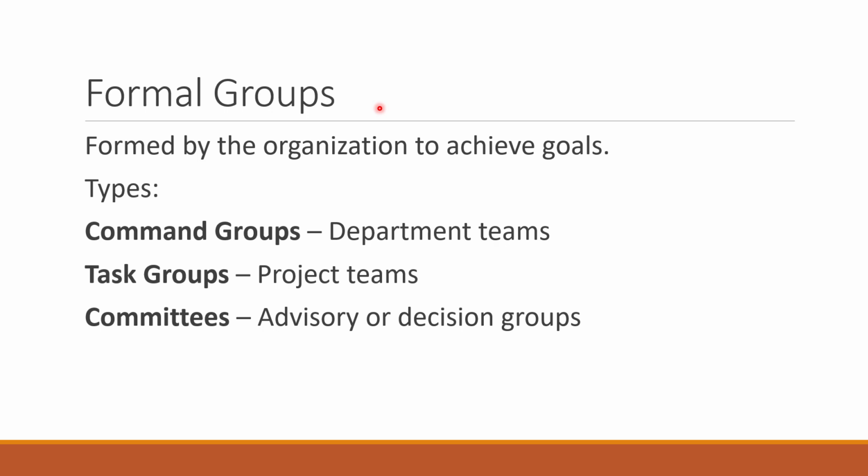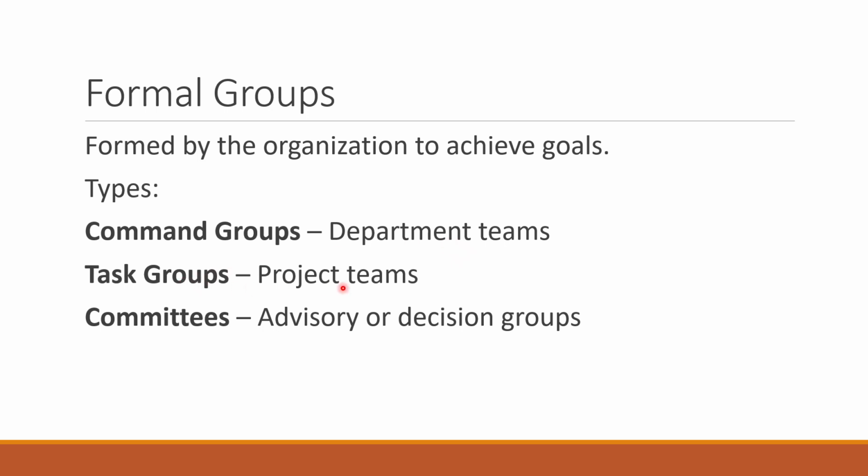Starting with the formal group, we understand that it is a group that is officially created by the organization. Why? So that they can achieve some specific goals. They operate under a defined structure and also follow certain rules. They have clear roles and responsibilities. The types of formal groups include the command groups. These groups are defined by the organizational hierarchy. Like a marketing manager and their subordinates may form a command group.